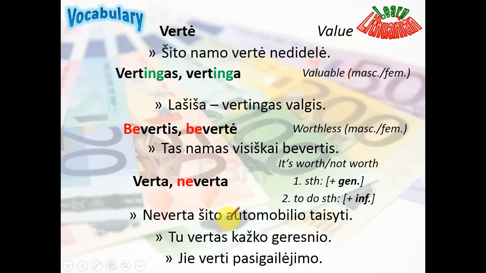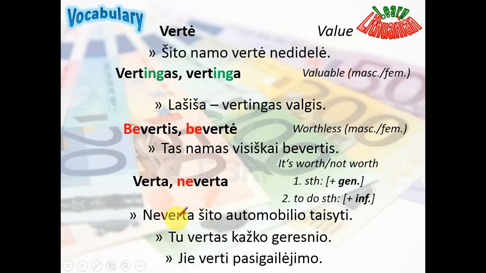Well, this car is not worth fixing. This car, šito automobilio, is not worth, neverta, fixing, taisyti. Literally, this sentence means it's not worth of this car to fix. It's the literal translation. But we translate it as this car is not worth fixing.